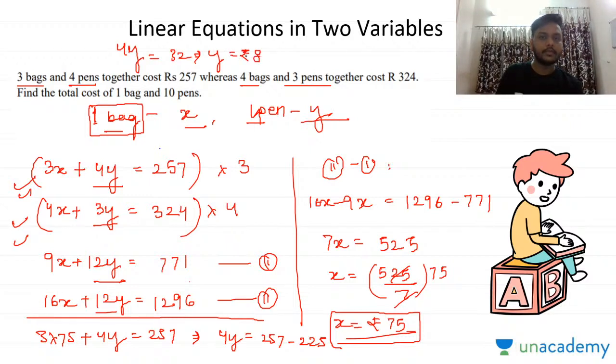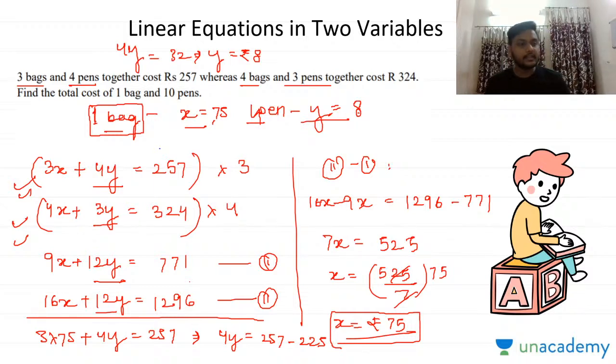Clear? Which means, guys, if you focus, the cost of one bag came out to be 75, and the cost of one pen came out to be rupees 8. Am I clear? That's very good, Devapriya. Is that clear to you guys? Everyone out there, make sense to you?